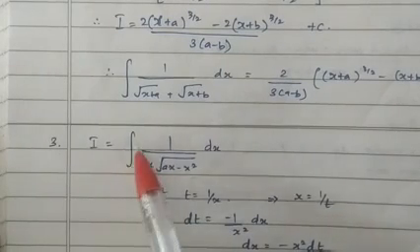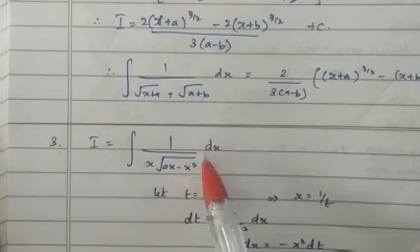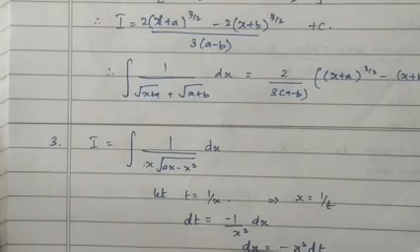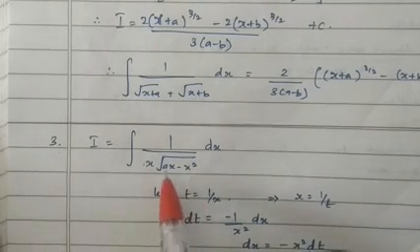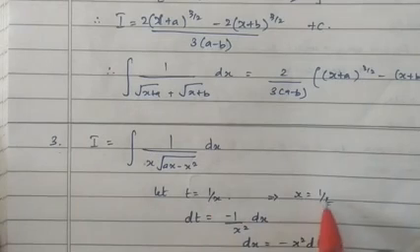Third sum: I equals integral of 1 divided by x into root of ax minus x square, into dx. Here, 1 by x is there, so let us take t to be 1 by x. When you take t to be 1 by x, x will be what? x is nothing but 1 by t.